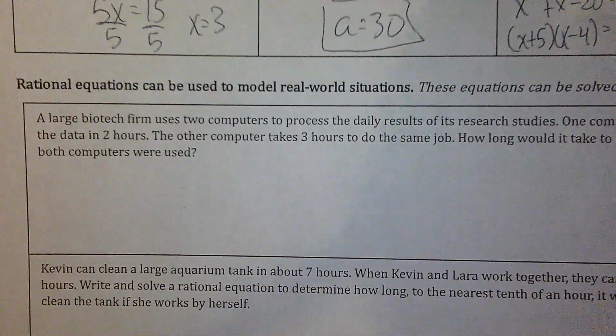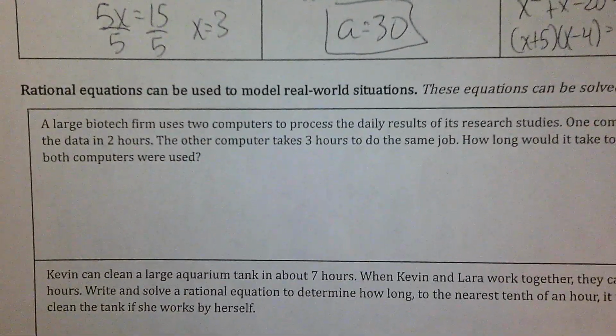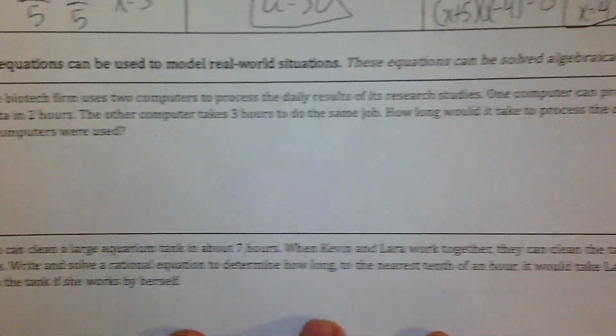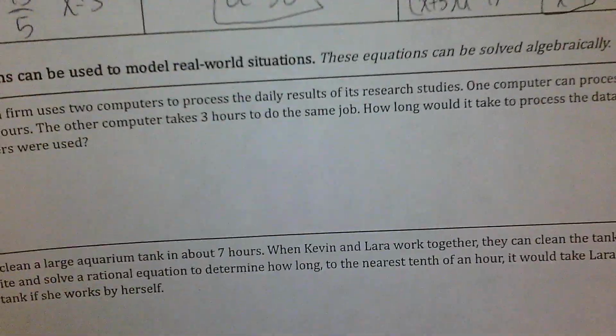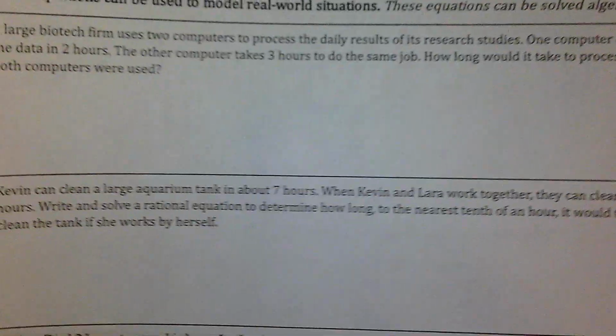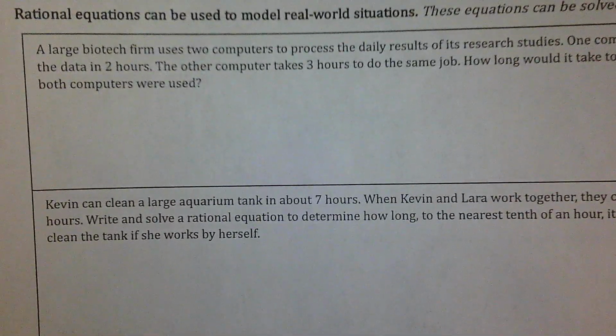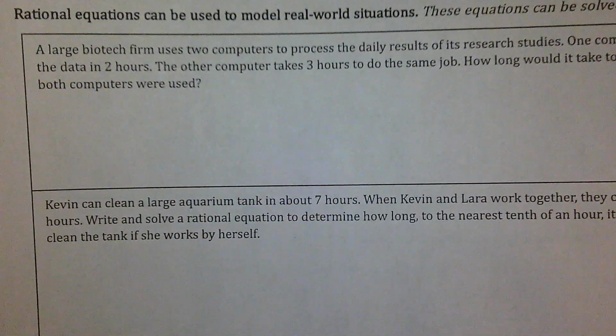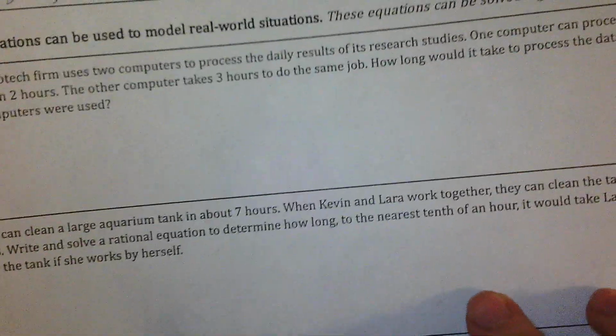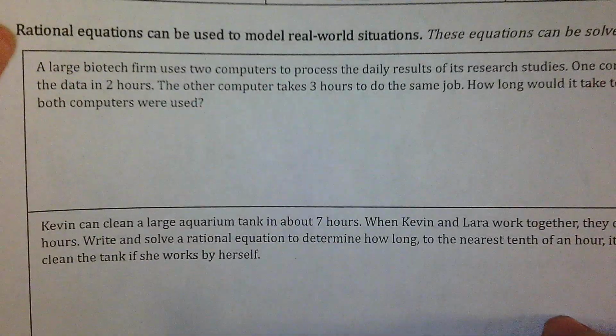So let's read. A large biotech firm uses 2 computers to process the daily results of its research study. One computer can process the data in 2 hours. The other computer takes 3 hours to do the same job. How long would it take to process the data if both computers were used?